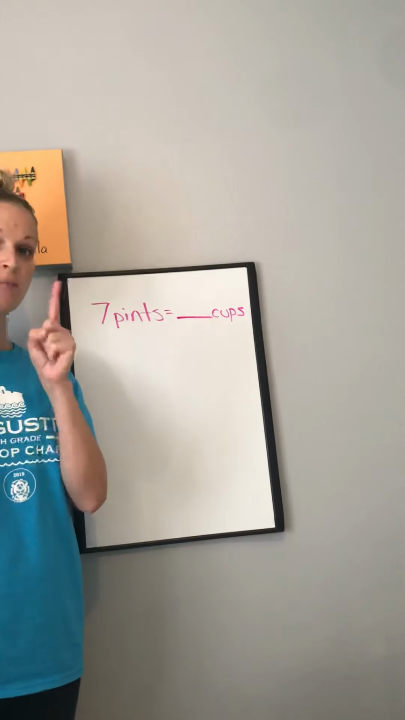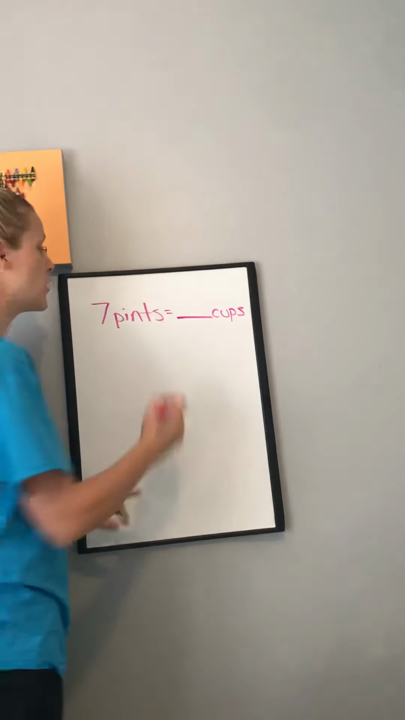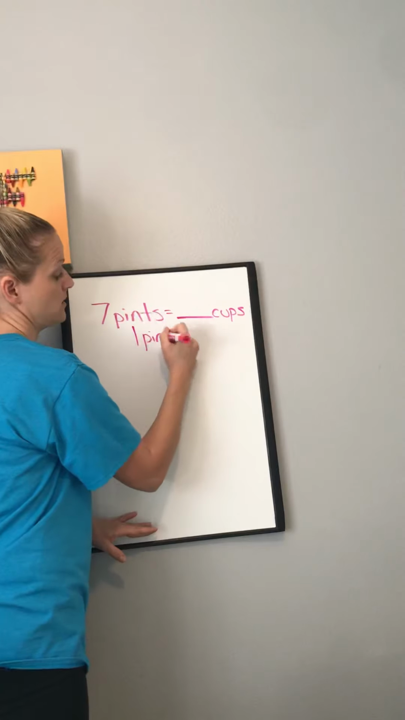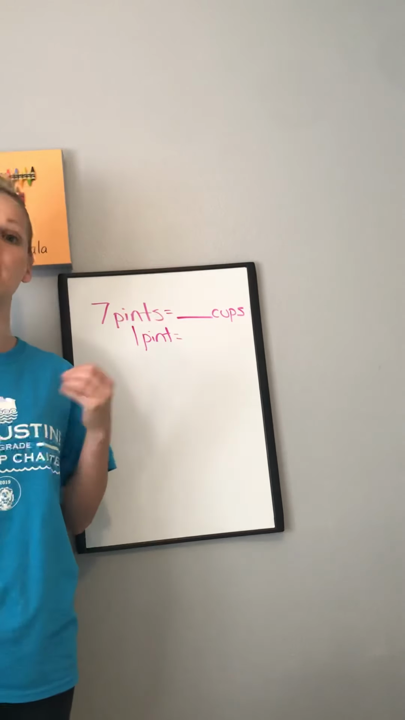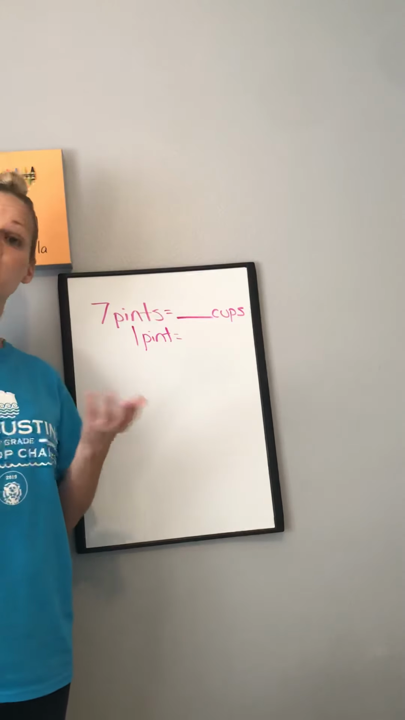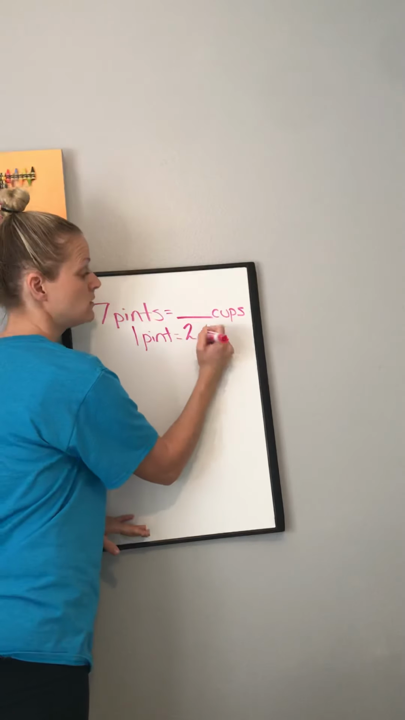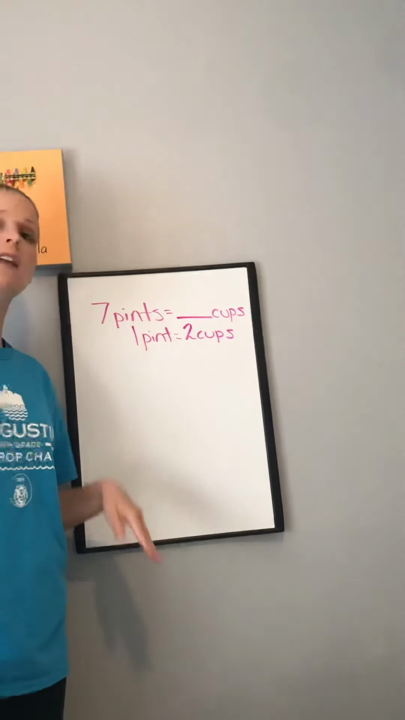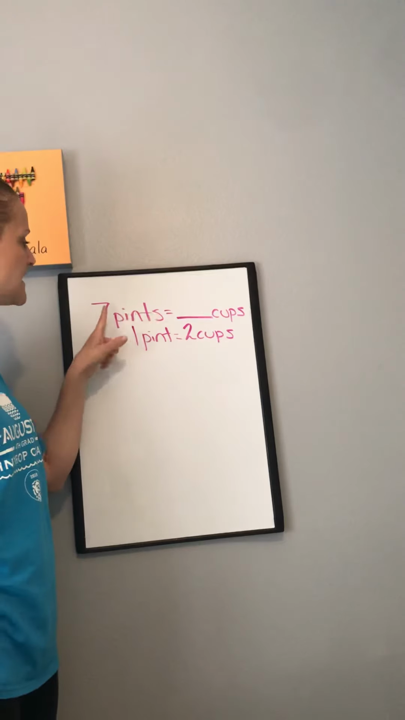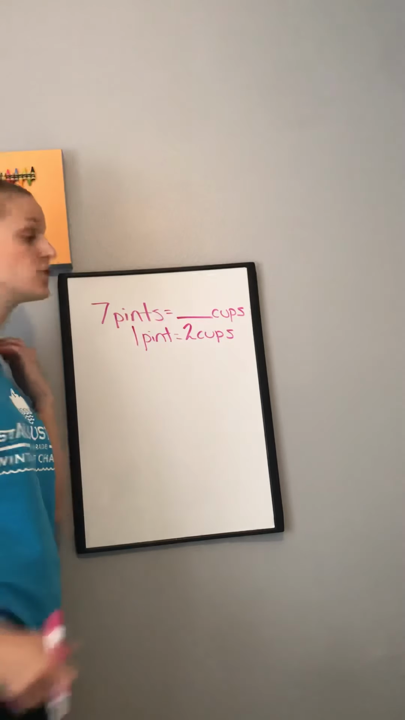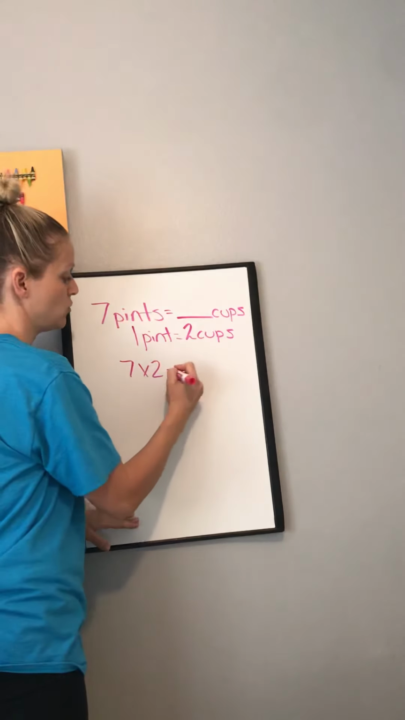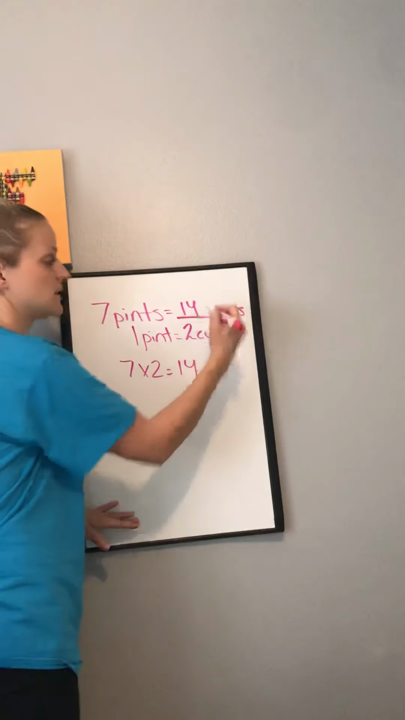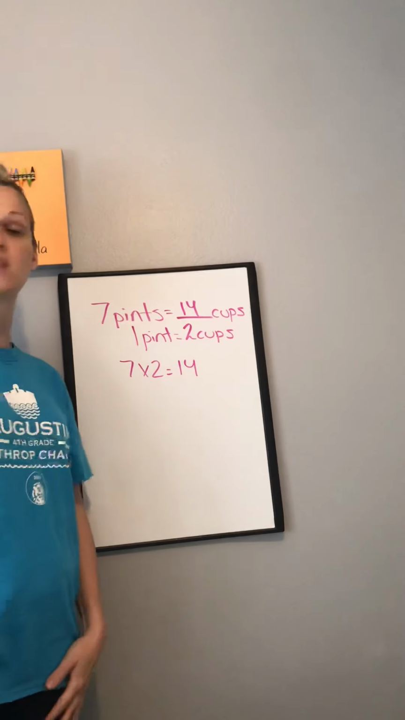So the first step is to write down what you already know. What do you know about 1 pint? Just 1 pint is how many cups. And if you use your reference sheet, it tells you 1 pint equals 2 cups. So now how do I figure out how many cups are in 7 pints? I'm going to multiply. 7 times 2 equals 14 cups. So 7 pints equals 14 cups.